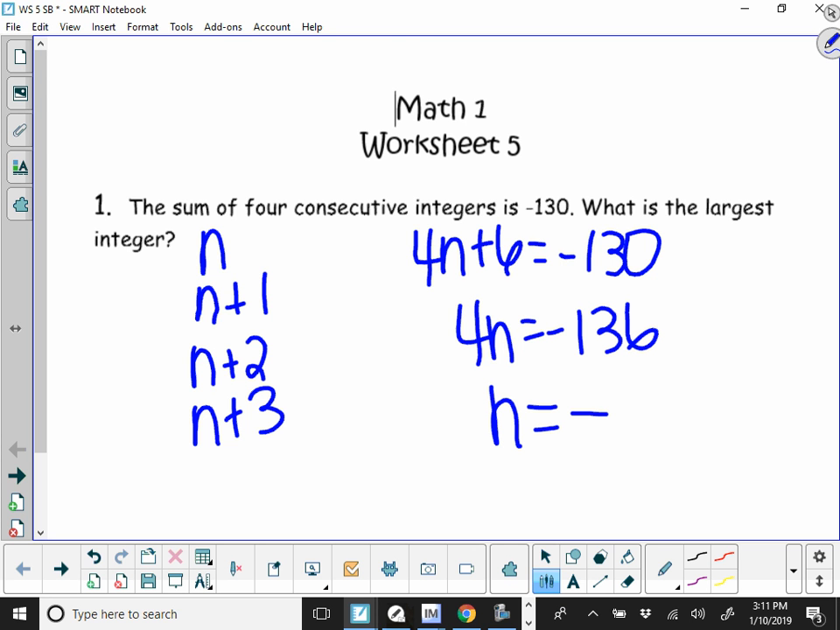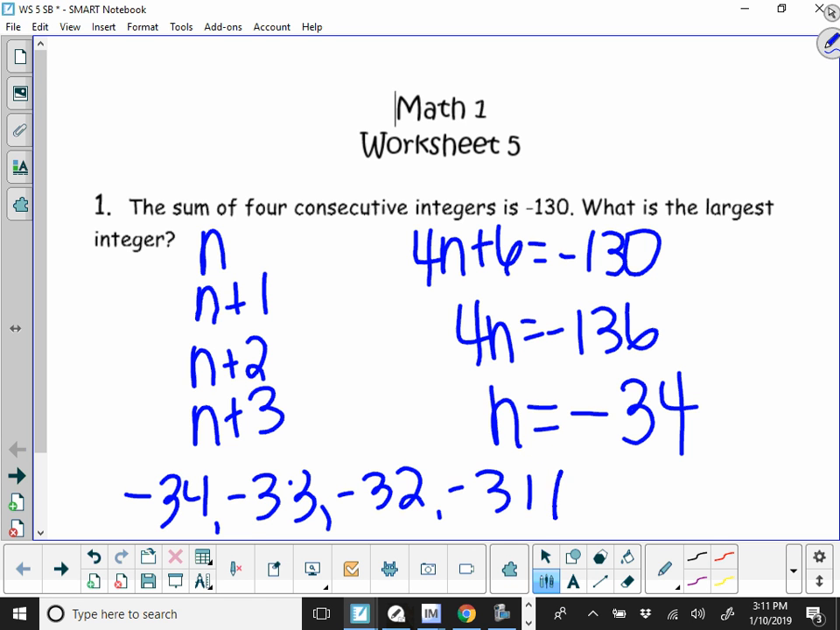So negative 136 divided by 4 is going to be negative 34. So that's your first one. And then remember, because it's negative, we're going to go the other way. So it's negative 34, negative 33, negative 32, and negative 31.